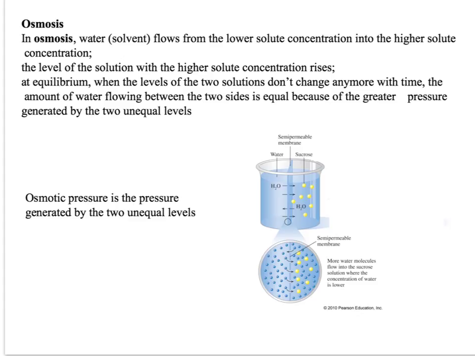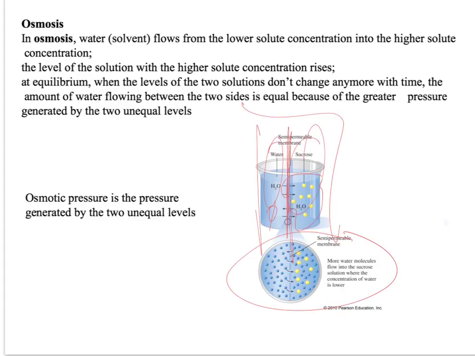So if you look at this picture down here, all zoomed in, and you can look at the beaker too. I've got a beaker with a division in it. Somebody's put a divider in between it. On one side of the divider is pure water, and on the other side is sugar water. It looks like I have no sugar on the left-hand side, but lots of sugar on the right-hand side. So the concentration of sugar is obviously much higher on this side right here.